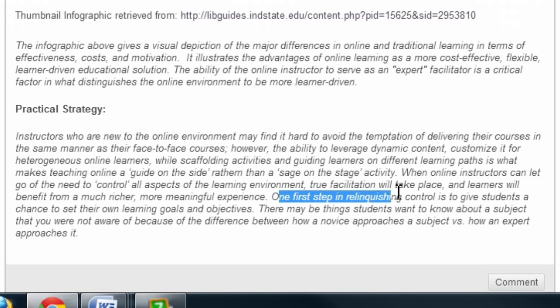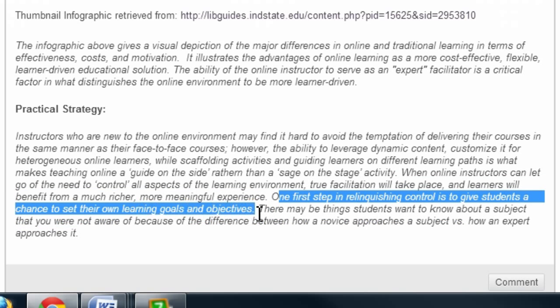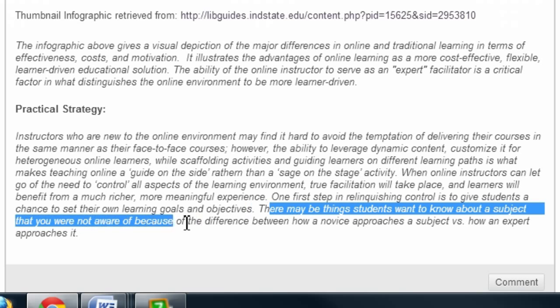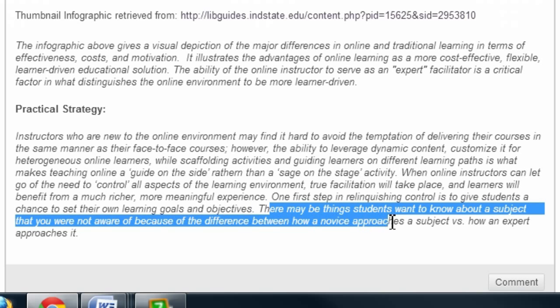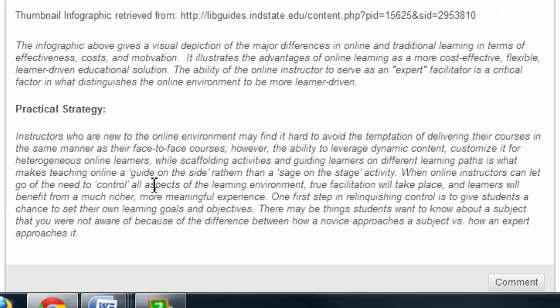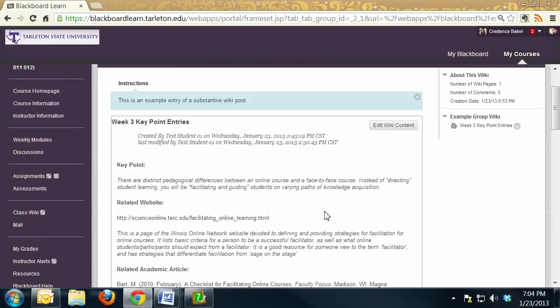One first step in relinquishing control is to give students a chance to set their own learning goals and objectives. There's a good concrete strategy. There may be things students want to know about a subject that you are not aware of because of the difference between how a novice approaches a subject versus how an expert approaches it. So that's a really good, well-crafted practical strategy right there. So that is what makes up a good, solid key point.